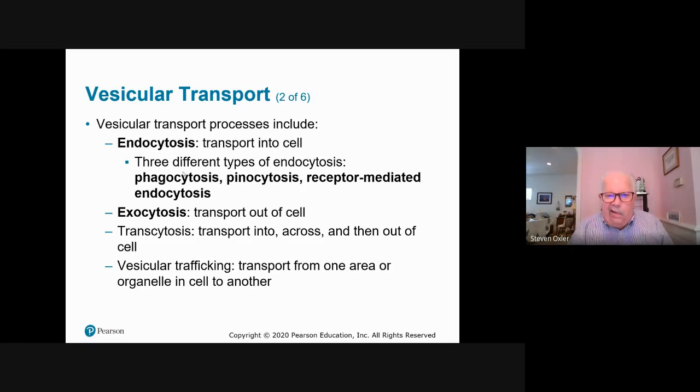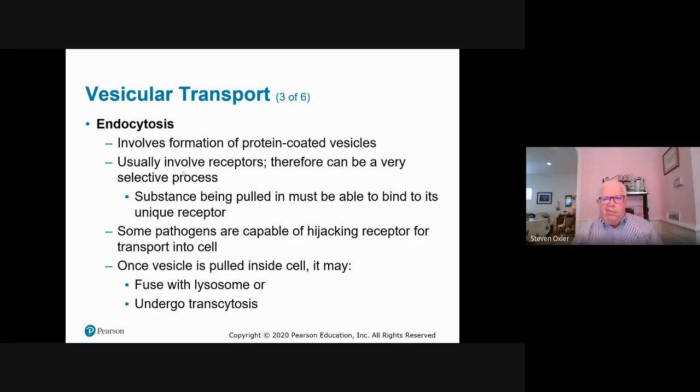To get things out of the cell, it's called exo. Exo means out, cytosis means cell, exocytosis. Within the cell, it's called transcytosis. How does that bag go across the cell? That's called transcytosis, transporting within the cell. Endocytosis.